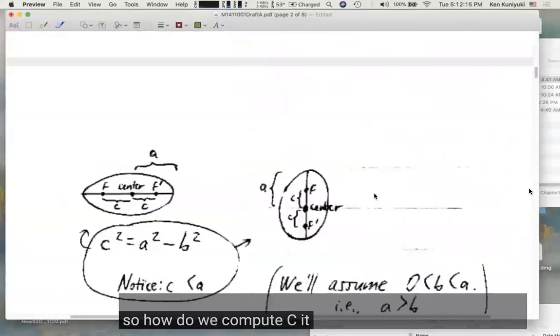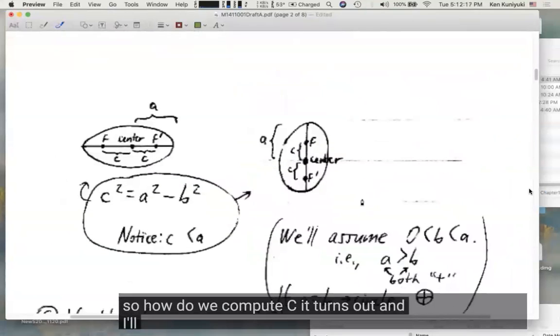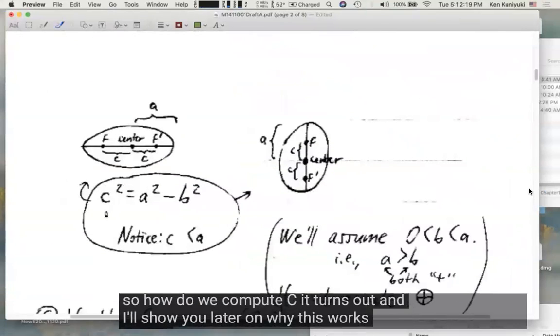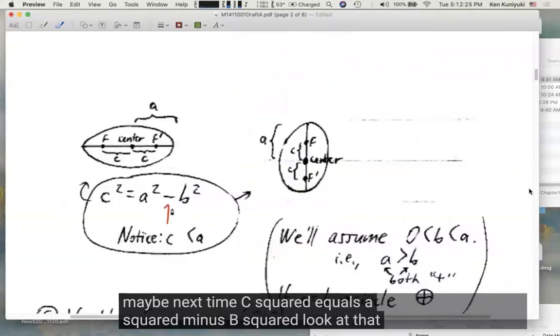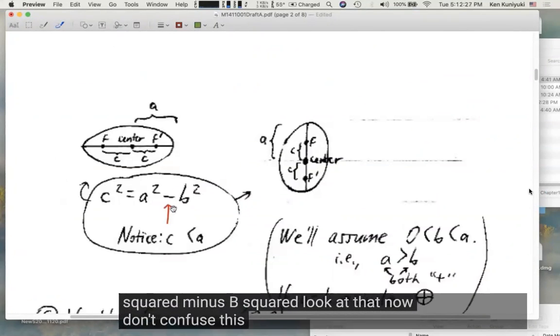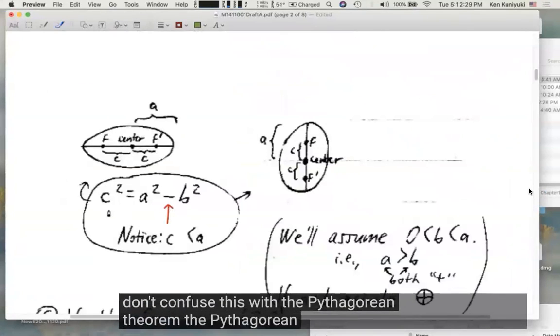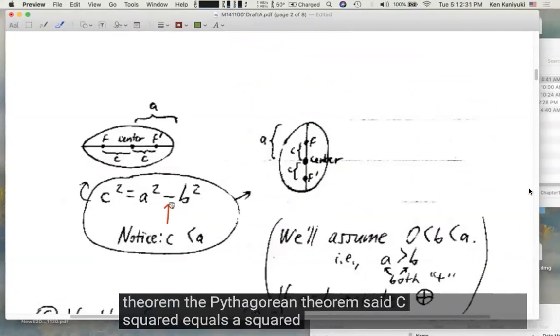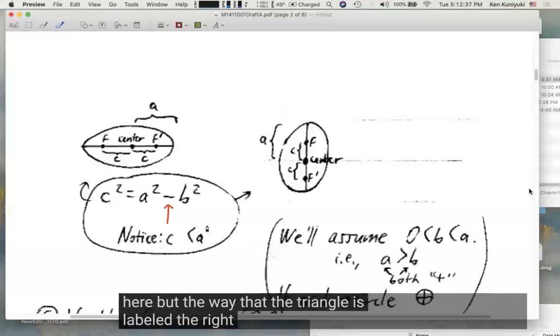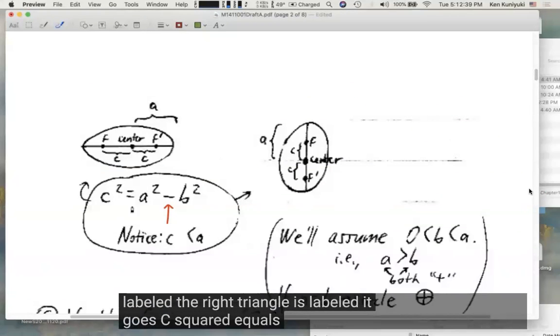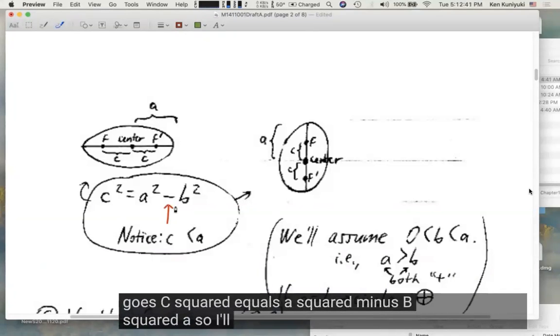So how do we compute C? It turns out, and I'll show you later on why this works, maybe next time, C squared equals A squared minus B squared. Look at that. Now, don't confuse this with the Pythagorean theorem. The Pythagorean theorem said C squared equals A squared plus B squared. Now, the Pythagorean theorem is involved here, but the way that the right triangle is labeled, it goes C squared equals A squared minus B squared. I'll show you why it's a minus later on.